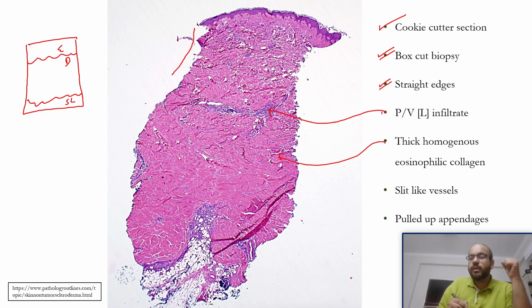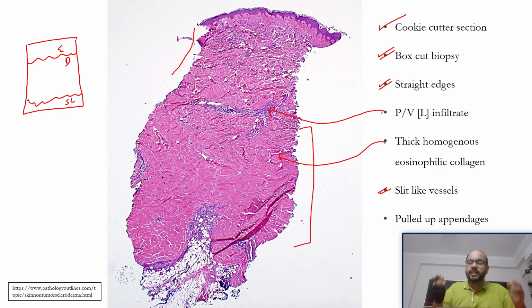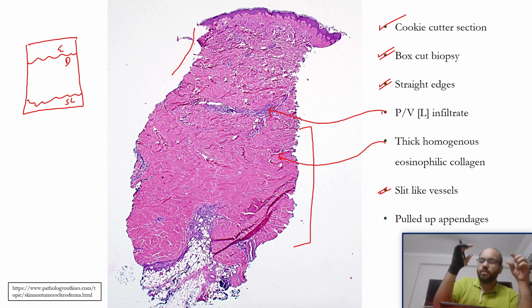Very thick, homogeneous eosinophilic collagen bundles are there in the entire dermis. In fact, they are very well appreciated in the lower part. There are slit-like vessels because the collagen bundles are getting swollen, so they compress the blood vessels in between them, and that causes the slit-like vessels, which you also see in scars. But in scars, they are more vertically oriented slit-like vessels. Here, because of the horizontal orientation of collagen bundles, you see horizontally compressed slit-like vessels.